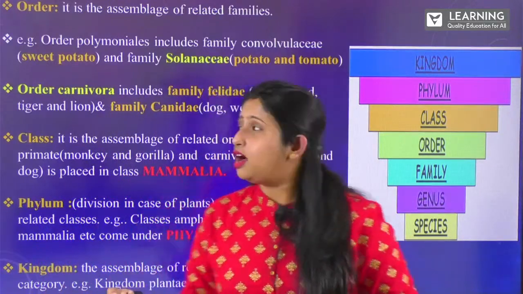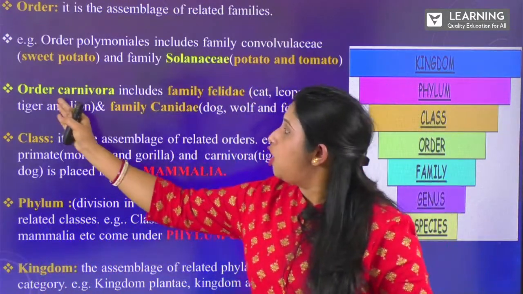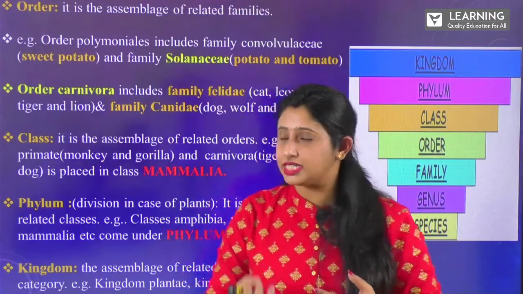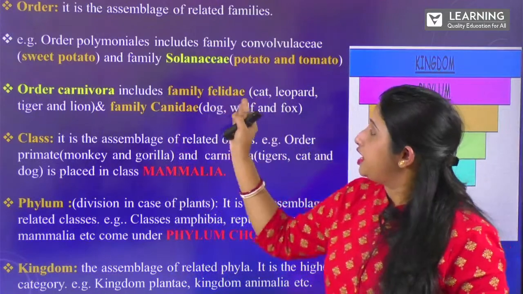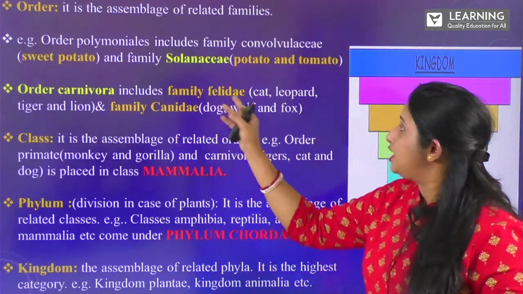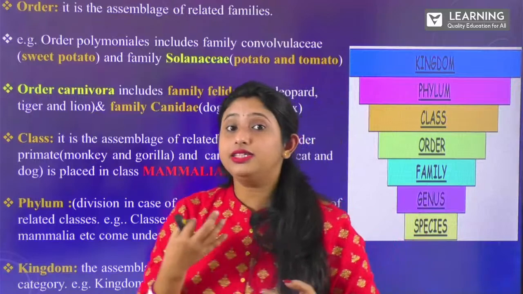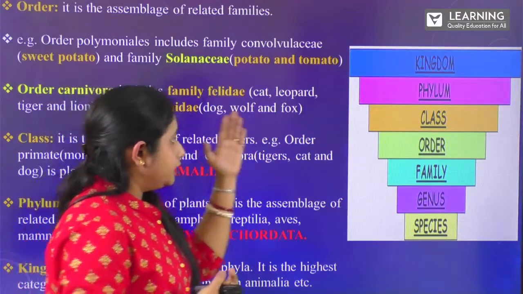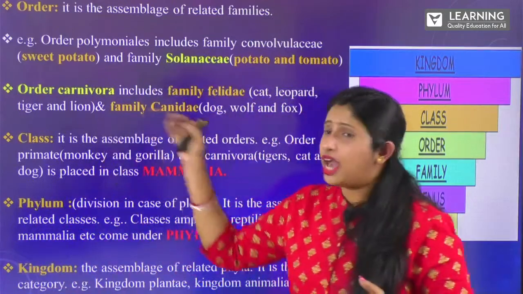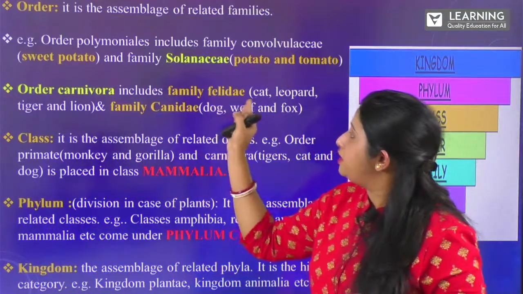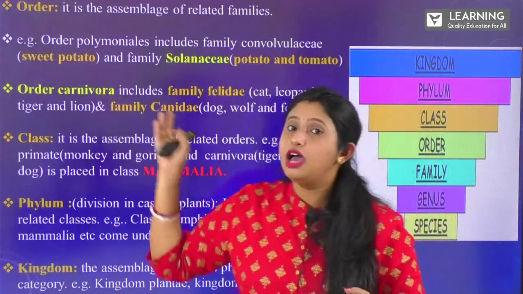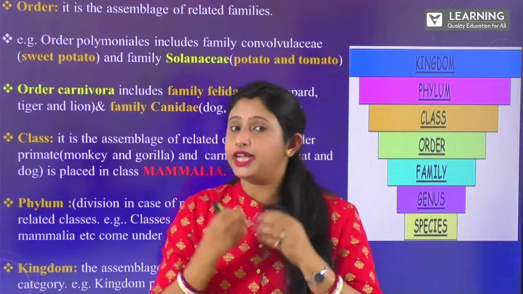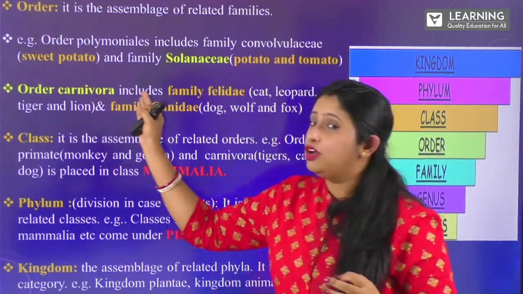Is that clear? Now here you can see order Carnivora, carnivorous animals who are meat eaters. Now under that, when you take the family Felidae, what can you see under this family? The cat, the leopard, the tiger, and the lion, right? So this is a family which depends upon meat. They are carnivorous, so they are grouped into one order, that is the order Carnivora.